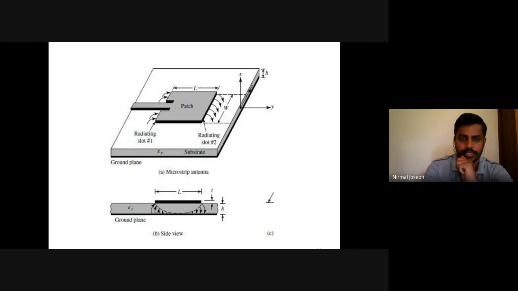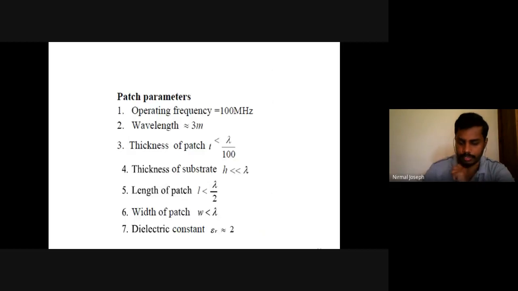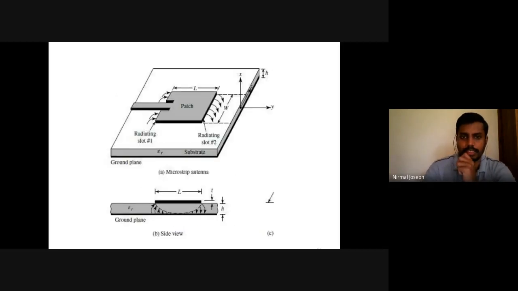So radiating slots will be there, normal to the axis or normal to the patch. The patch length is L, and one radiating slot will be here and one here also, so two radiating slots. This is a microstrip pattern. This is the top view, and we will also have a side view.